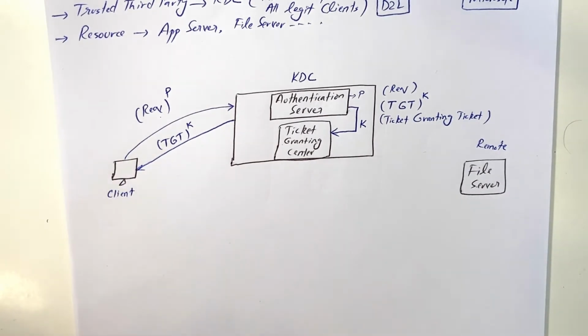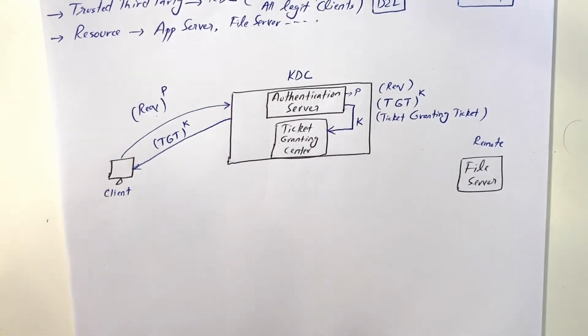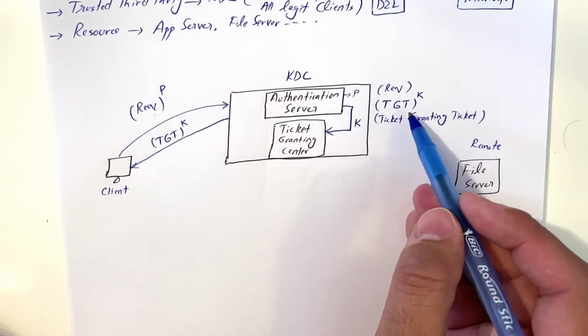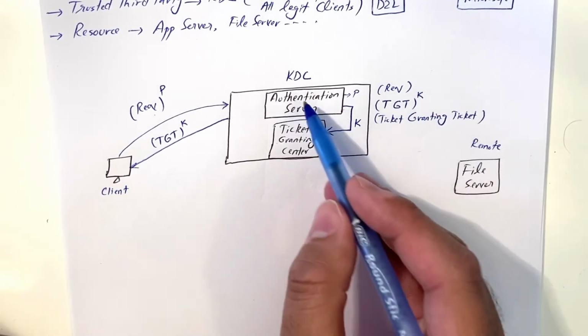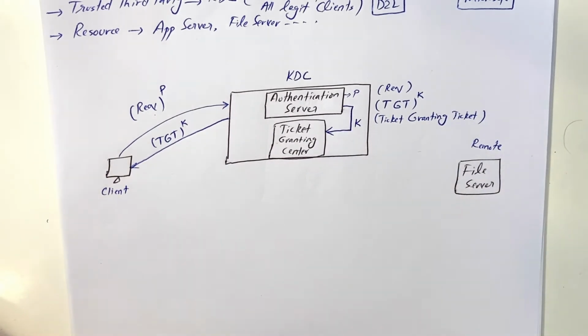But I'm just making it simple to understand for you guys. Otherwise, it will involve a password encrypted and all that stuff. But let's assume that they will create a ticket granting ticket encrypted with a secret key only known to KDC and forward this to you and forward this key to ticket granting center. Now, what will the client do after receiving that?